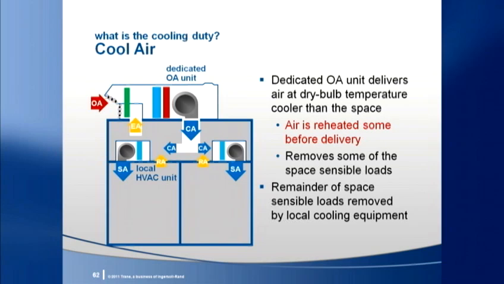Somewhere in between neutral and cold is cool air. In this case, the dehumidified outdoor air is still delivered at a temperature that is cooler than the space, removing some of the space-sensible loads. However, sometimes there may be a limit on how cold the air can be. For instance, if the conditioned outdoor air will be delivered to an open ceiling plenum, that air should be reheated to a dry bulb temperature that is higher than the dew point within that plenum to prevent condensation.